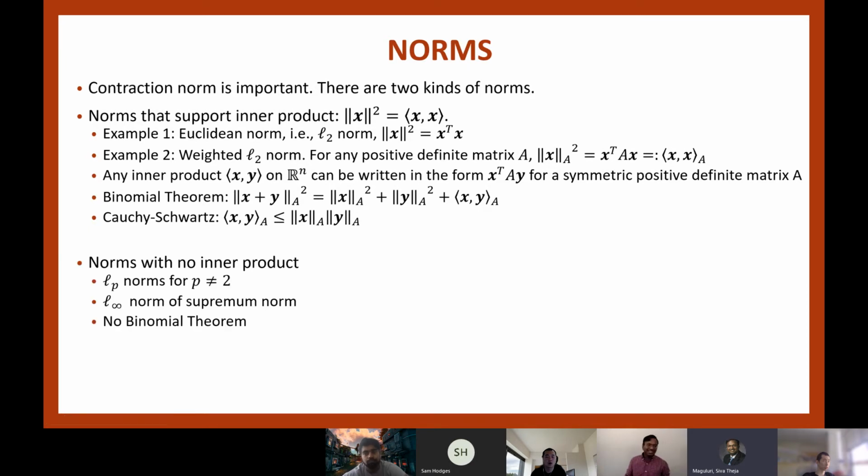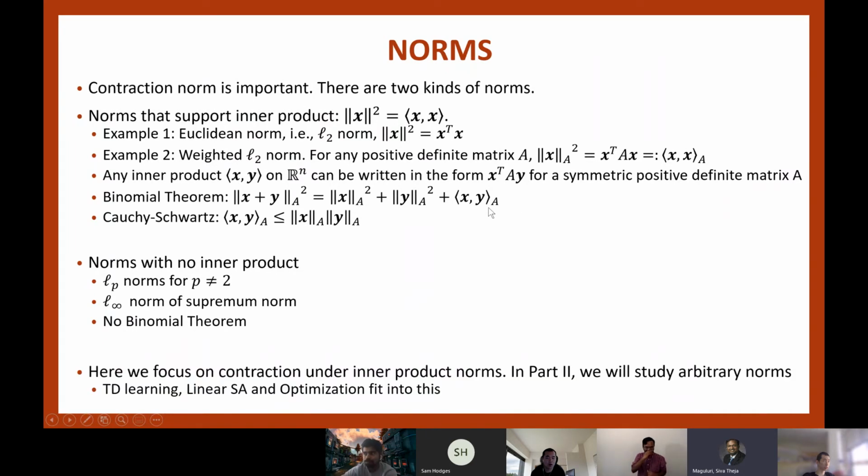In contrast, there are other norms which don't have a corresponding inner product. For example, any Lp norm where p is not equal to 2. P equal to 2 is the Euclidean norm. So an Lp norm with p not equal to 2 has no inner product corresponding to it. The L infinity norm in particular, the sup norm, has no inner product corresponding to it. And then when there is no inner product, there is no binomial theorem. We'll see that the binomial theorem plays a very important role in what we're going to do in the stochastic approximation for inner product norms. And that's the reason I'm highlighting this here.